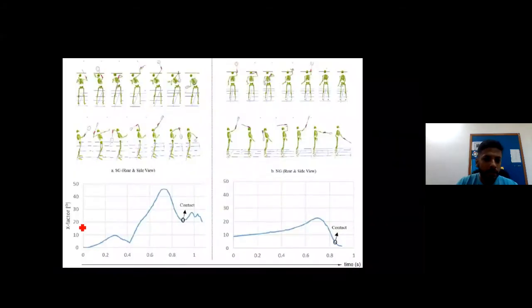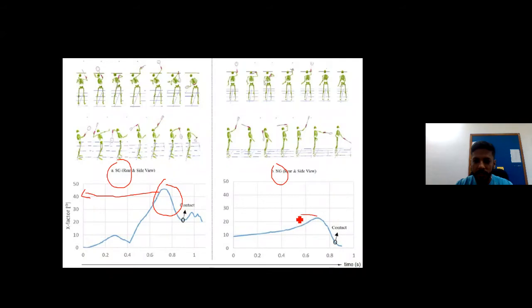Now compare the X factor between the novice group and the elite group, who are quite experienced. That means how much range they can achieve in terms of trunk rotation. The X factor is quite a lot, almost 45 to 50 degrees, whereas in novice athletes they can produce only 20 degrees of X factor, meaning 20 degrees of trunk rotation. That's why experienced players can generate a lot of force by using the X factor and trunk rotation, because the trunk is the core which transmits the energy from the lower limb to the upper limb.